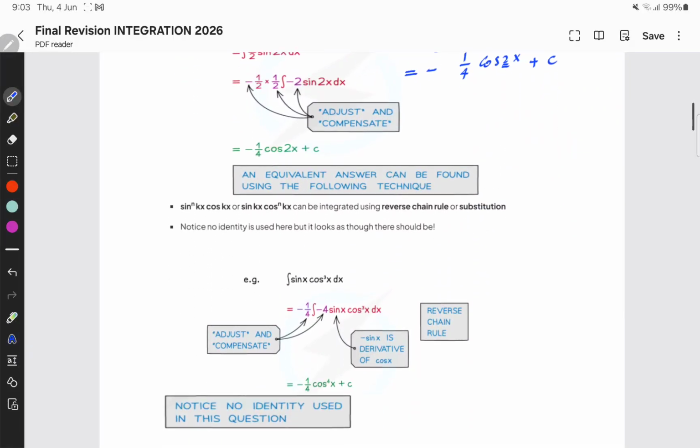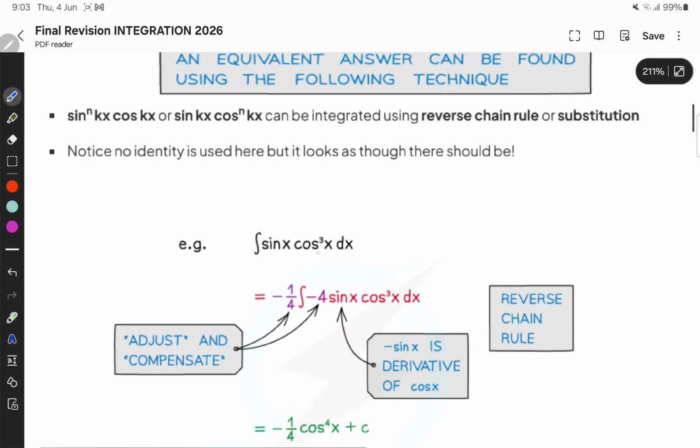Okay, what if you get a question like that? Sine x times cosine x cubed, or cosine x times sine x cubed. In this case, we just need to use the substitution method. We will explain that when we reach substitution.